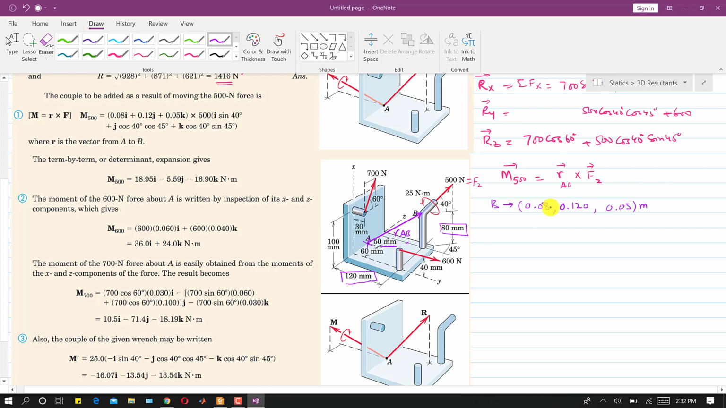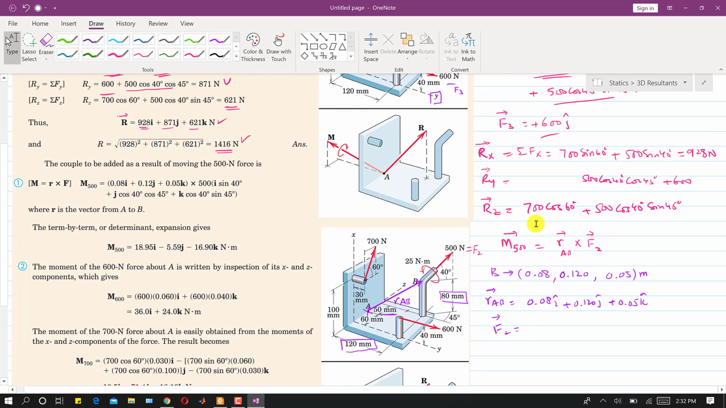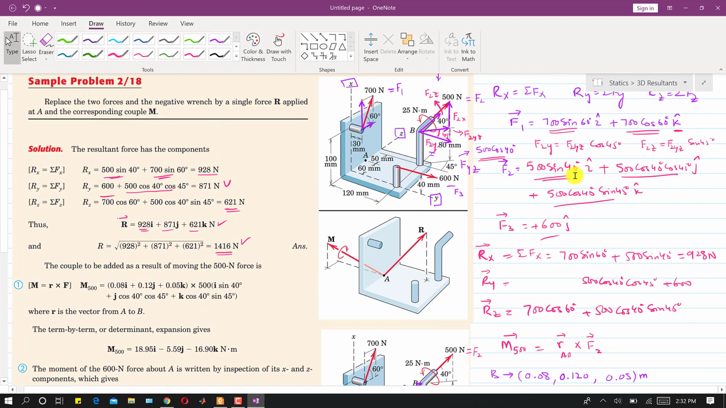So now to write that R vector, I can write that R_AB vector will be equal to 0.08i plus 0.120j plus 0.05k, right? So this is the vector representation of that moment arm, and F2 can be represented as a vector, and we have already represented that as a vector. So this is that F2 vector. Let me show it to you. This is that F2 vector, 500 sine of 40 i, 500 cos of 40.